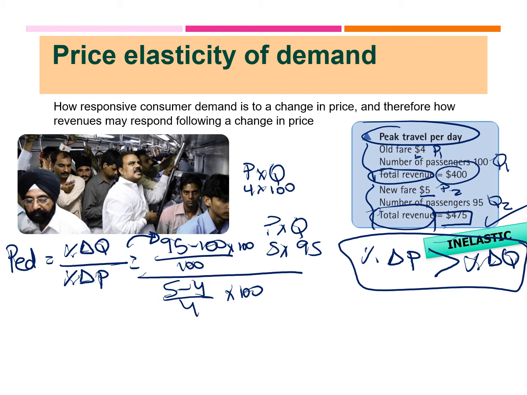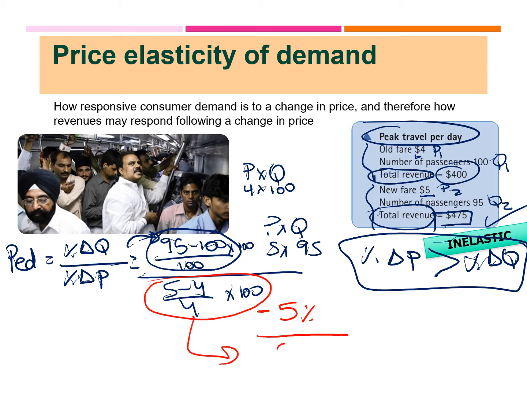Now, the percentage change in quantity by itself, I would write it in red, would be 5%. It decreased by 5%, negative 5%. And the percentage change in price by itself would be 25%. So it's true. When they increased the price by 25%, only 5% stopped using the train. So it was better for me to increase the price.